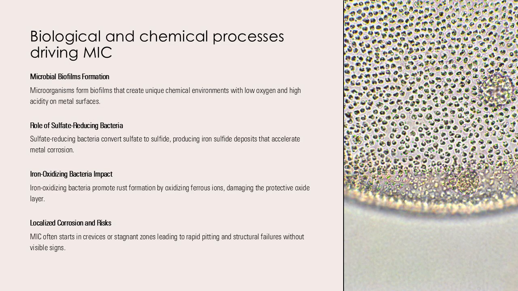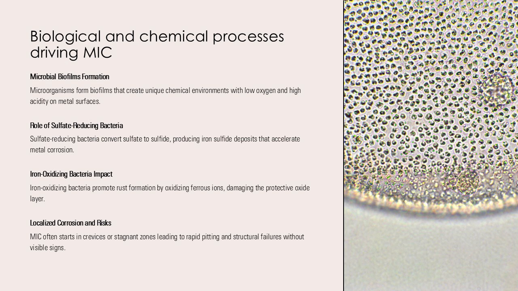The mechanism of MIC involves a synergistic interaction between microorganisms and electrochemical reactions on metal surfaces. Microbes form biofilms that create microenvironments with distinct chemical properties, such as low oxygen concentration and high acidity. Sulfate-reducing bacteria or SRB play a major role by reducing sulfate to sulfide, which reacts with metal ions to form iron sulfide deposits, accelerating corrosion. Similarly, iron-oxidizing bacteria promote rust formation by oxidizing ferrous ions. These processes disrupt the protective oxide layer on metals, exposing fresh surfaces to further attack.